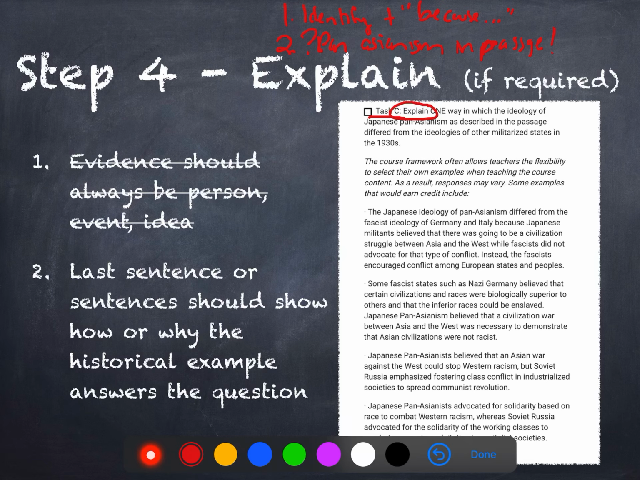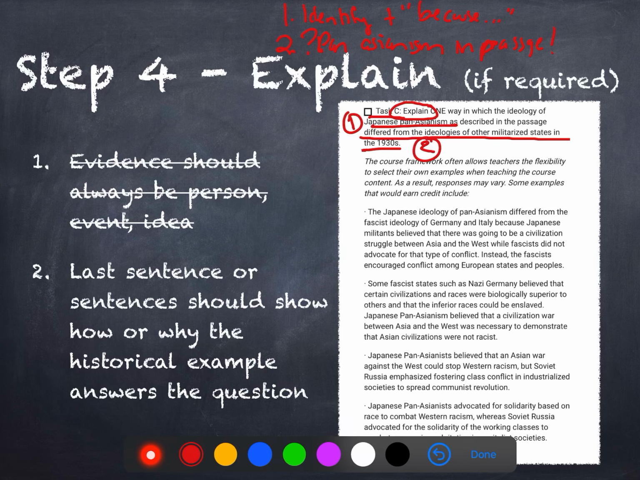But then it's asking me to do something even bigger here. So even though I have to be able to define this one, the ideology here, I also have to say how it differed from other ideologies of other militarized states in the 1930s. Whoa. So now this is asking me to pull even more knowledge out of my beautifully smart brain, and I have to figure out what other ideologies existed in militarized states in the 1930s.